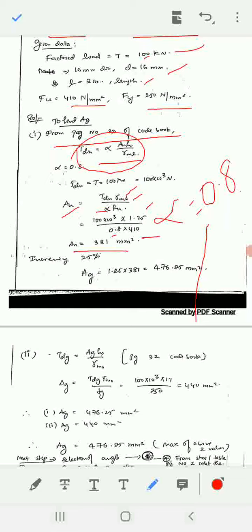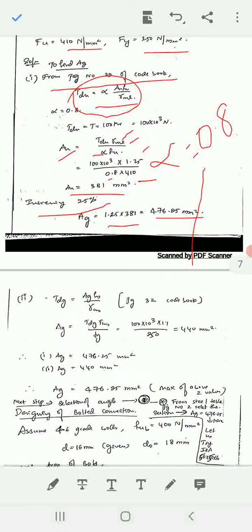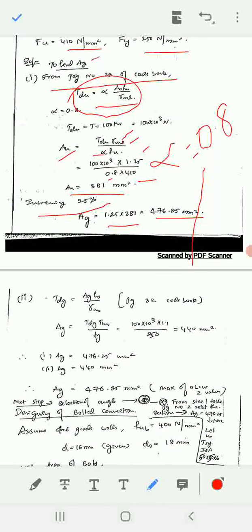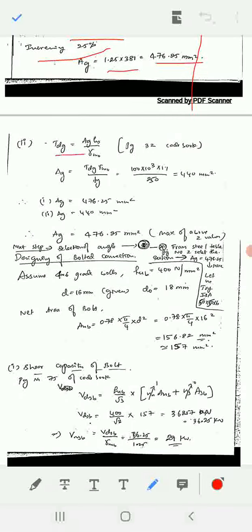You will get a value in terms of mm square. You have to increase it by 25%, that is 1.25 into 381, you will get 476.25. Increase 25%. There is one more calculation to find AG. The AG value we are doing this one. First step is 1, and then another AG value, that is by using the formula of TDG.